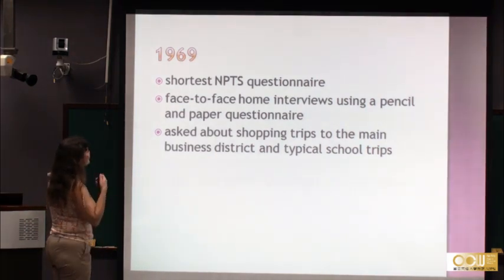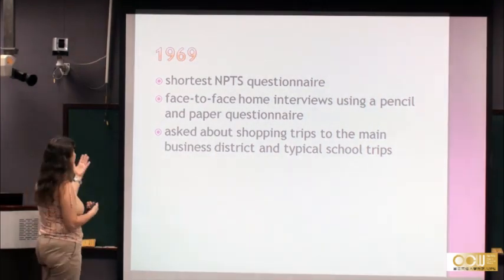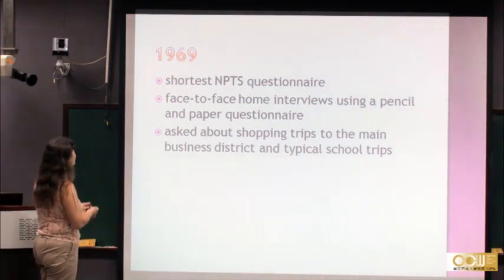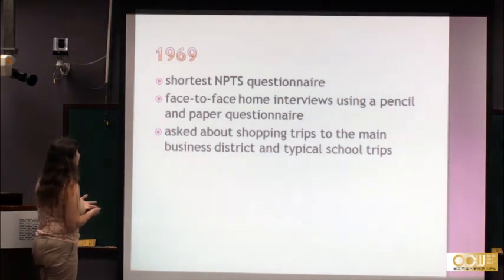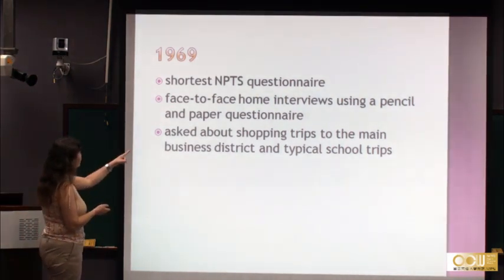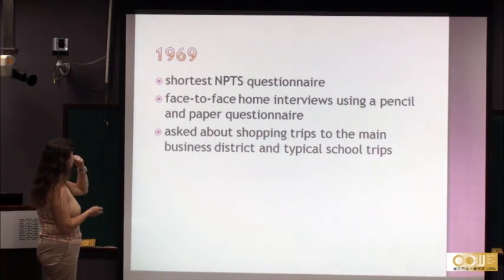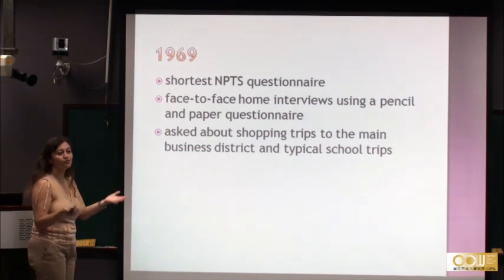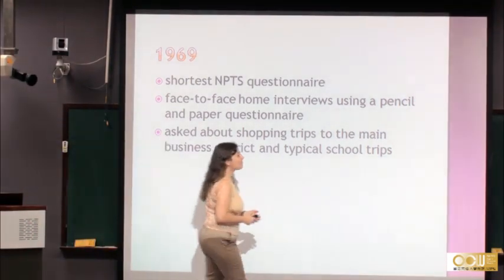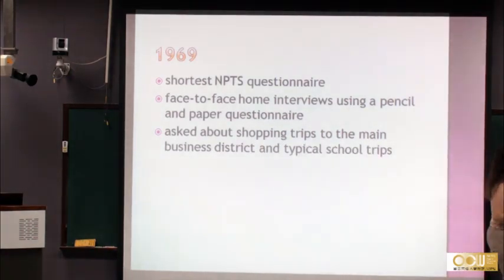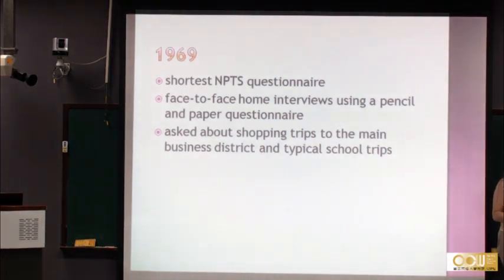This is the way it evolved over time, right? They started with a very short questionnaire. It was face-to-face home interviews using a pencil and paper questionnaire. And they mainly asked about shopping trips and commute travel. In 69, they didn't want the detail about all the travel patterns. They were interested mainly in commuting and shopping, because the other activities were kind of limited.